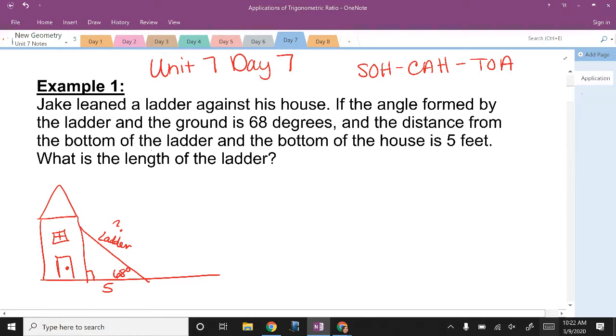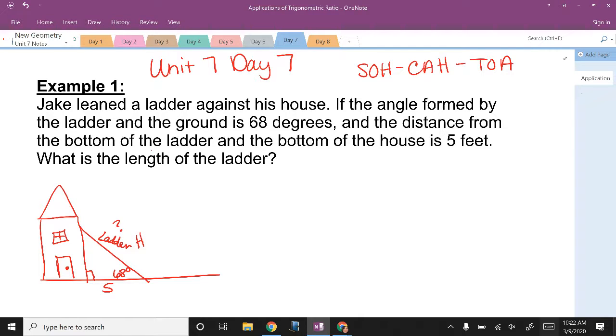And the ladder is the what of that right triangle? Hypotenuse. So we've got our 68-degree angle down here. What is the 5 feet down here compared to the 68-degree angle? Is that opposite or adjacent? It's adjacent because it's touching that angle.